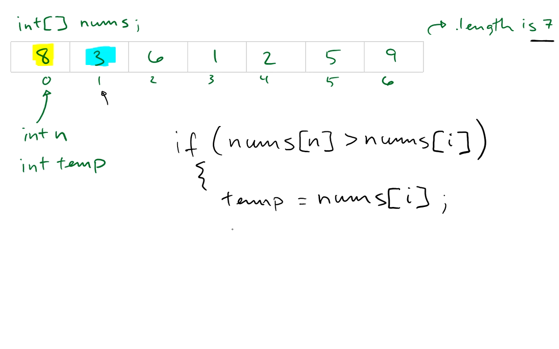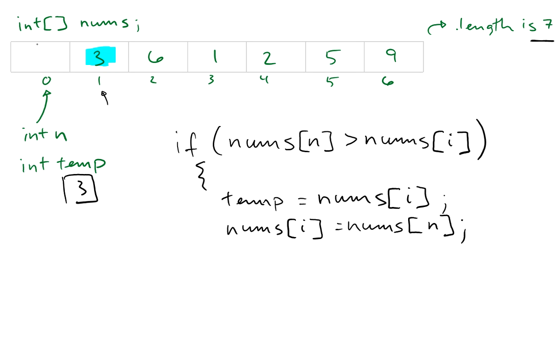So I'll say that now nums at i equals nums at n. If you look at what I've done, I've taken the value 3 and I've placed it in this box, and then I'm taking this 8, or I'm actually not deleting it yet. What I'm doing is overwriting nums at i with nums at n. So the list will look like this for a moment, right? There'll be 8 in both of those boxes.